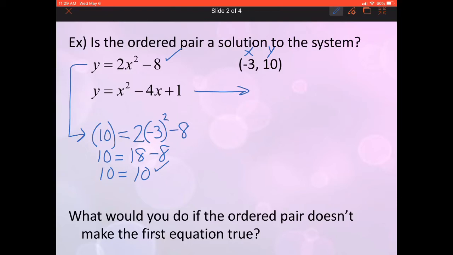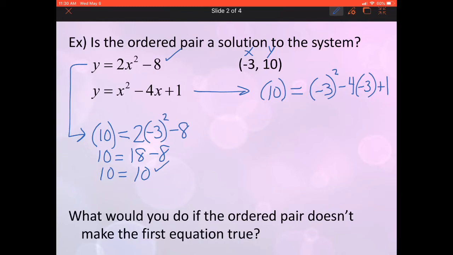So there's a y first again, so I'm putting in 10. Make sure you're careful what you're putting in for which variable. Equals, there's my x. So I'm putting in negative 3 for it. It has a squared. Minus 4 times, there's another x, so put a parenthesis and put in the negative 3 and plus 1. So let's see what this gives us.